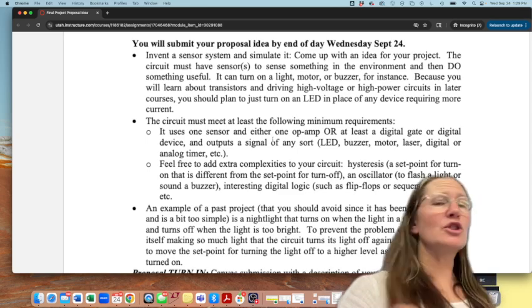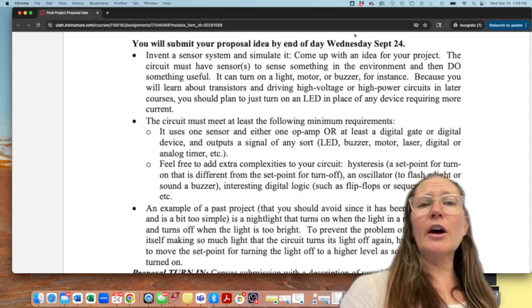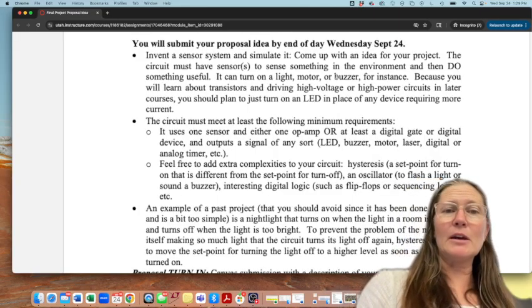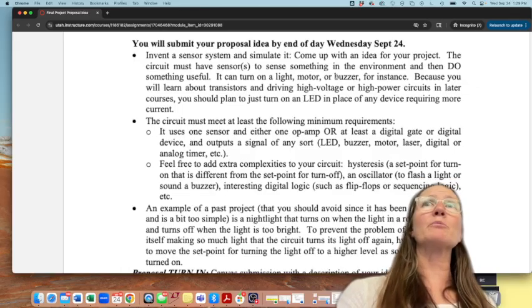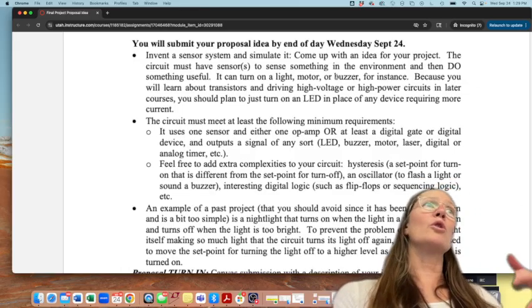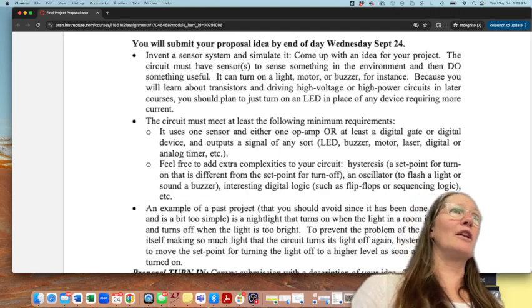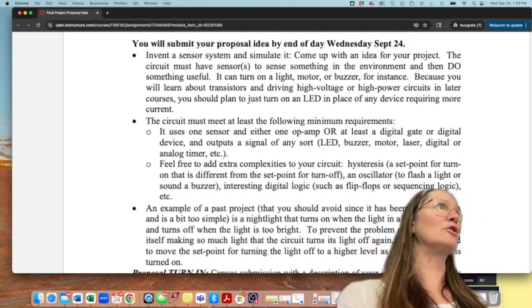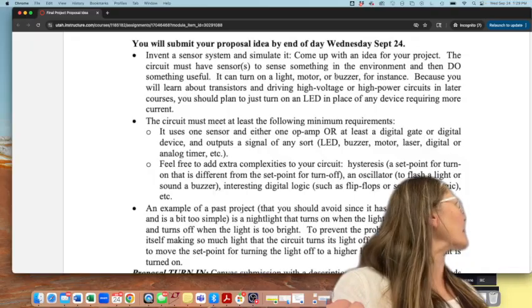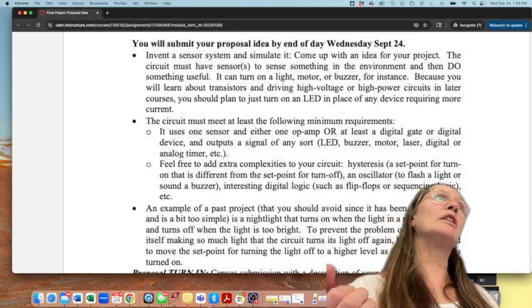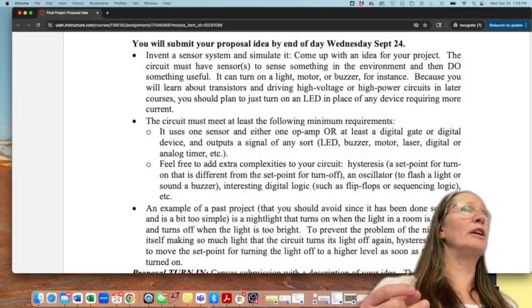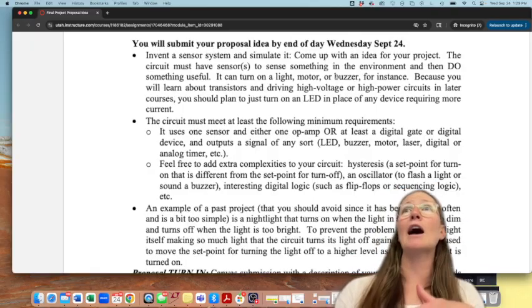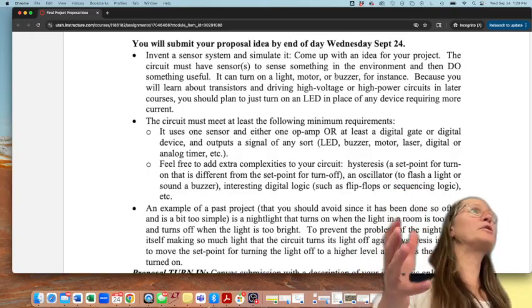So the simulation is, actually going back, it must use one sensor and then either at least one op-amp, which would be your comparator, or digital logic. So if you're not as comfortable with the comparator, you can do digital logic instead. Sensors are going to be something that if you're not in the lab, you can just make the assumption of, okay, I'm using the information that we've done in class and using that for the sensor values.